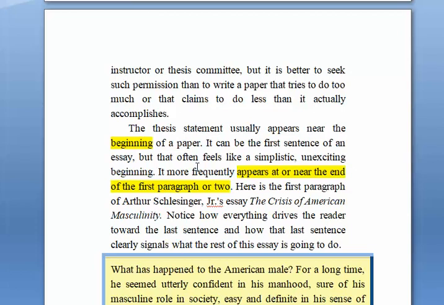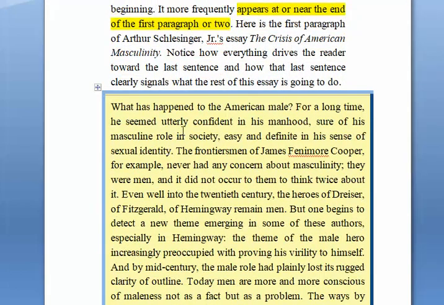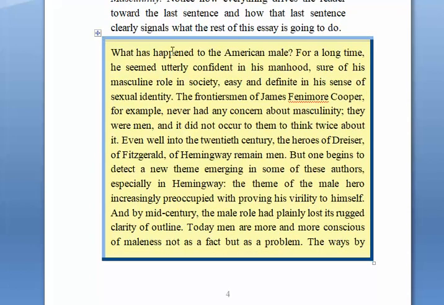Notice how everything drives the reader toward the last sentence and how that last sentence clearly signals what the rest of this essay is going to do. Let us see this example you are going to read in the book. So this is the first paragraph, and you see how everything drives the reader towards the last sentence, and how the last sentence clearly signals what the rest of the work is going to do. Okay, so if this is the first paragraph, we can read together.